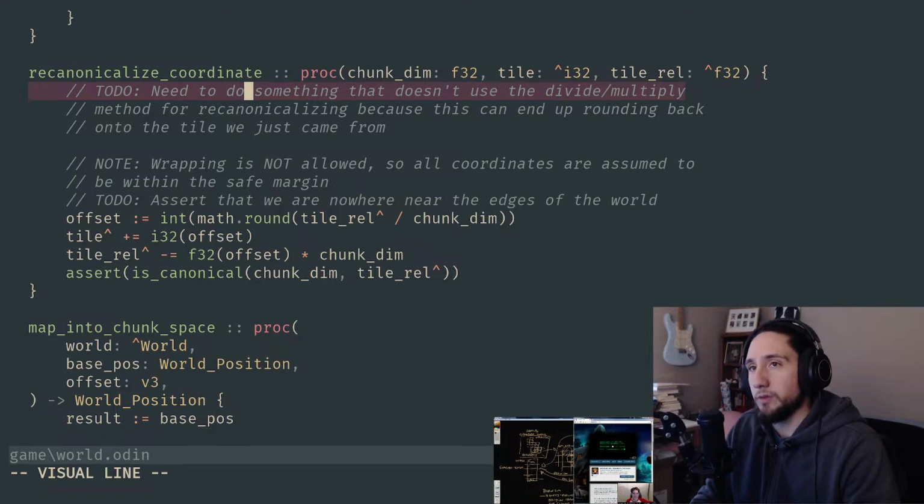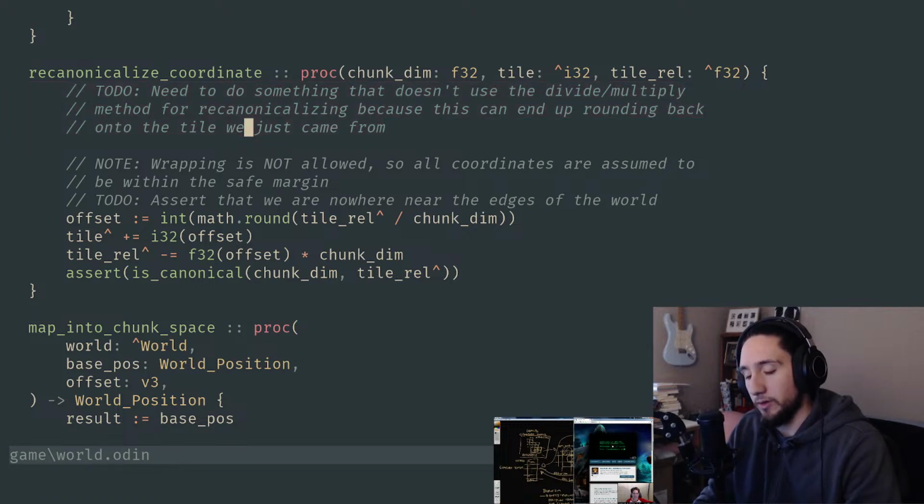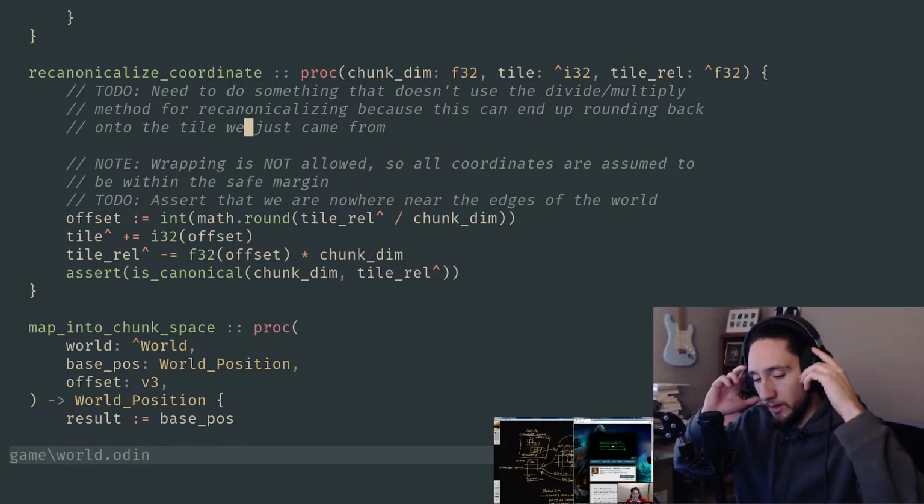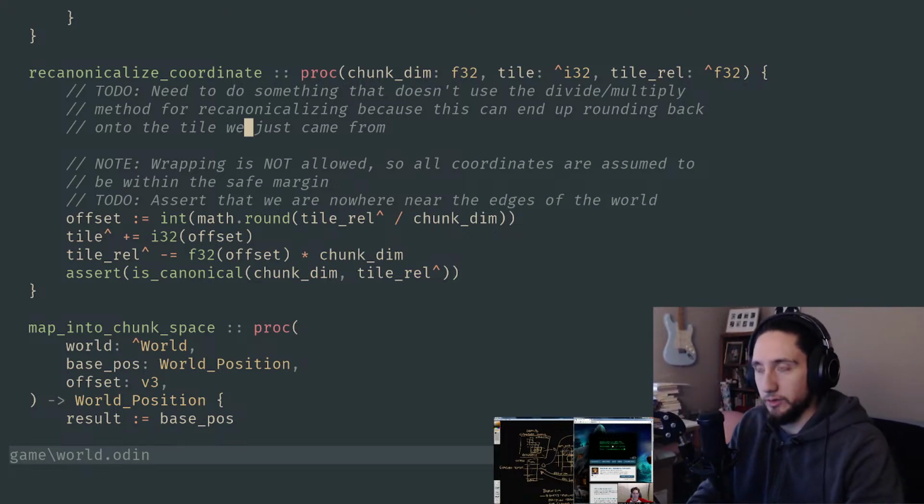Doesn't use the divide multiply method for recanonicalizing, because this can end up rounding back onto the tile we just came from. So I thought we were basically rounding back and forth between Z tiles, essentially up and down, because now we've got this notion of 3D, traveling through the Z plane in 3D space, even though it's a 2D game.